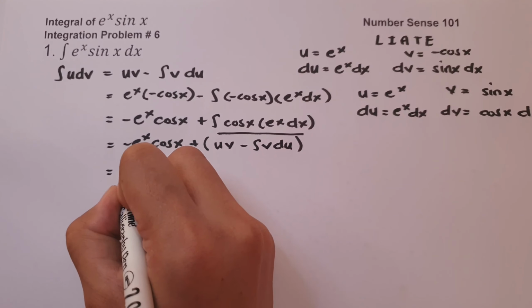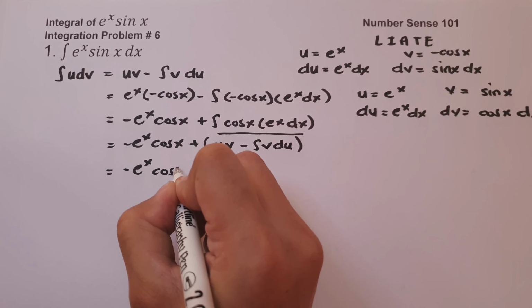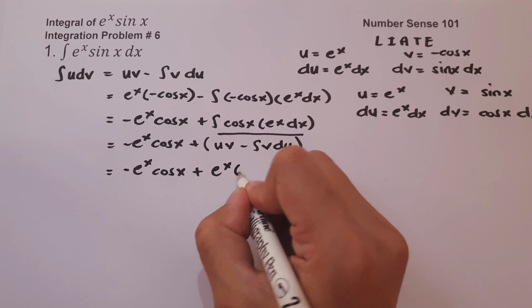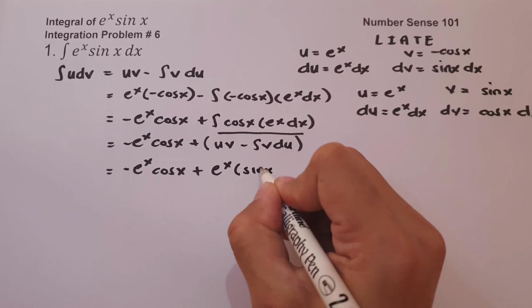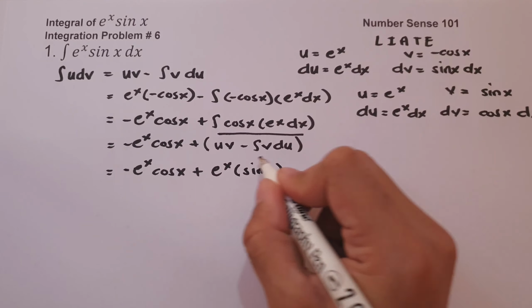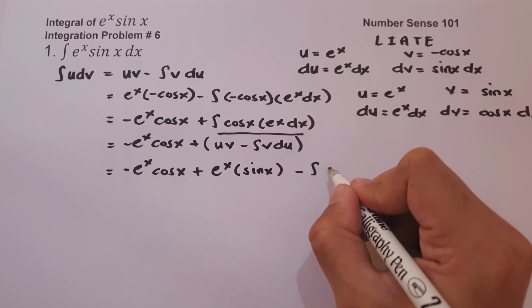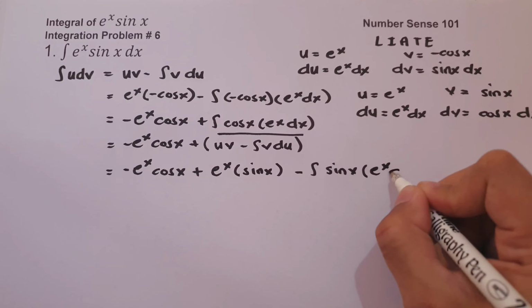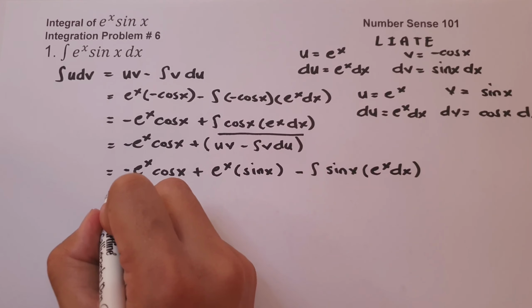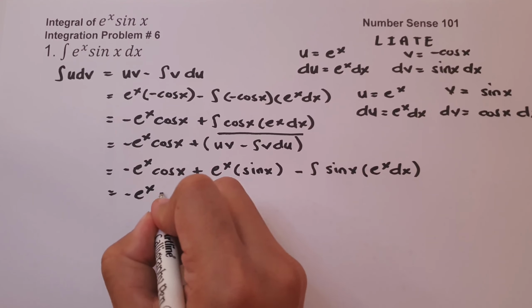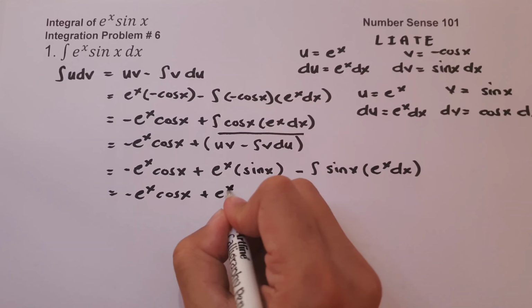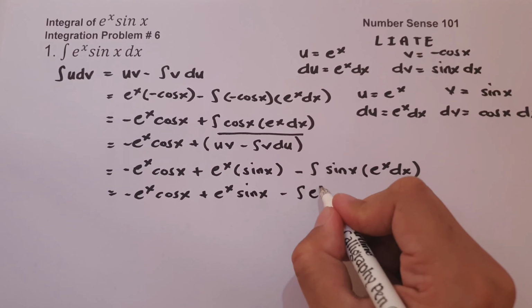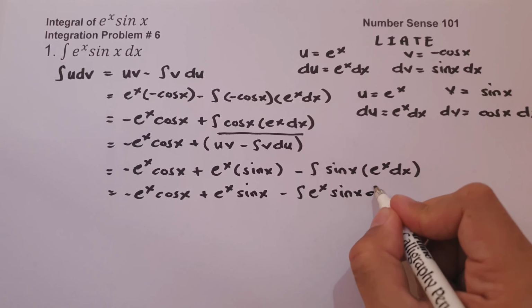So I'm going to write negative e raised to x cosine x plus u, that is e raised to x, and then v, that is positive sine x, minus the antiderivative of sine x times du, that is e raised to x dx. So for the last time, I'm going to write e raised to x cosine x plus e raised to x sine x minus the antiderivative of e raised to x sine x dx.